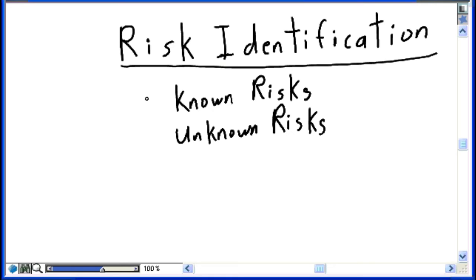So what would I classify as a known risk? A known risk would be a circumstance where you believe there is a possibility that something bad may happen to your project. What would be an example of that? Training could be an example of that.